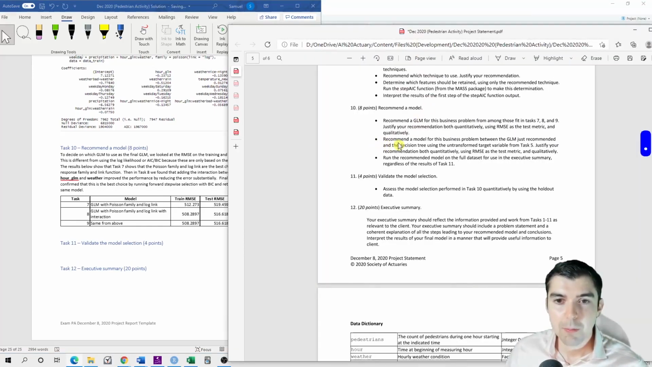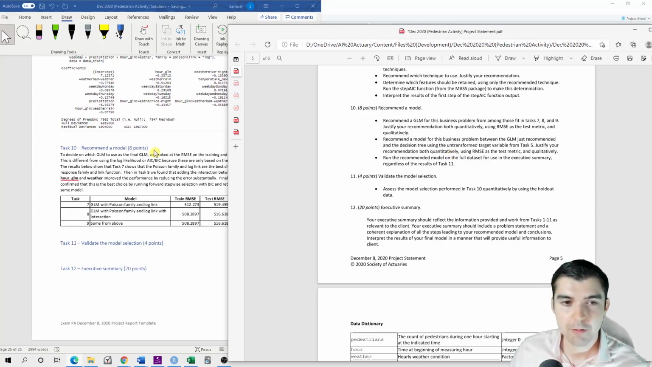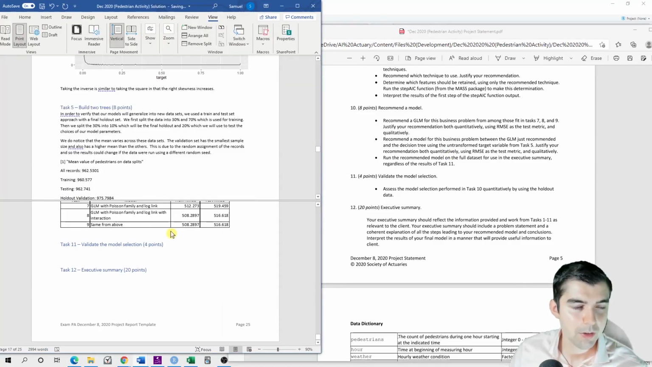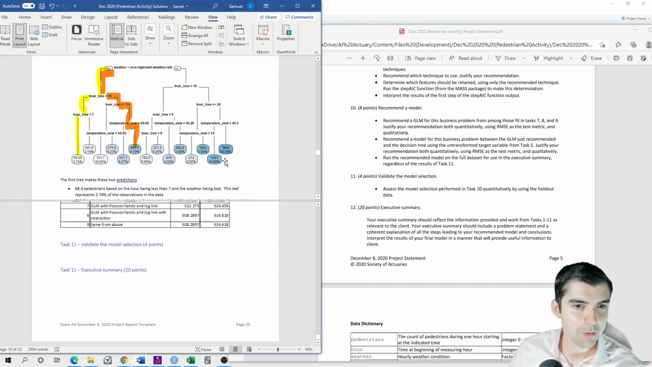Next part, recommend a model for this business problem between the GLM just recommended and the decision tree using the untransformed target variable from task 5. Task 5, let's go up for task 5, building 2 trees. So this is the one that doesn't have the transform. I remember that because I can look at the target value and see that it's really high. And they say the model would recommend a decision tree with the untransformed target.